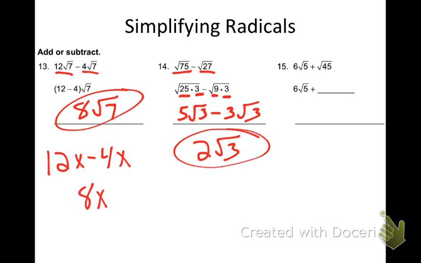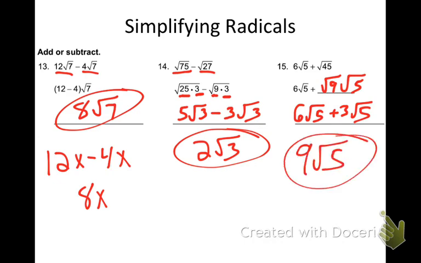Okay. Same thing here in 15. I have 6 square root of 5 plus square root of 45. A lot of times students on this one, they go, hey, 6 square root of 50. What's wrong with that? Can I just combine the radicals? No. Remember, it's just like terms. You got to combine them here. So I need to simplify it. How does the square root of 45 break down? 5 and 9. So it's the square root of 9 and the square root of 5. What's the square root of 9? 3. So I have 6 square root of 5 plus 3 square root of 5. 6 plus 3 is? I get 9 square root of 5.